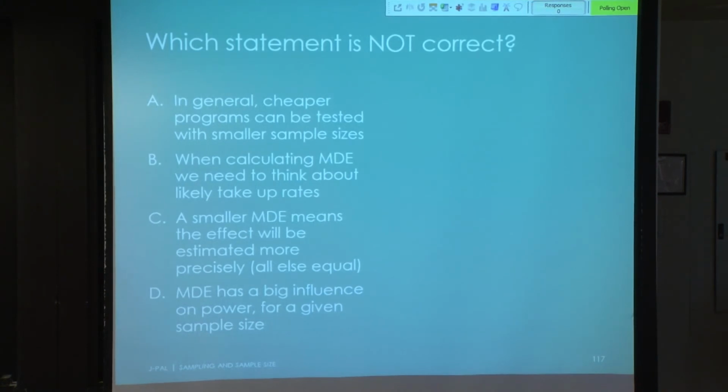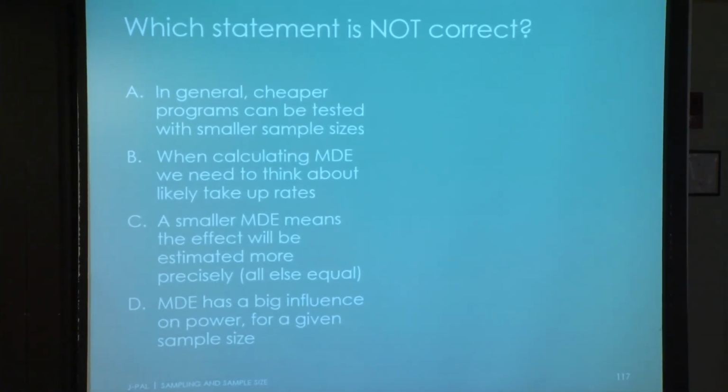Okay, so which statement is not correct? And I'll have to think very hard to make sure I get this right. In general, cheaper programs can be tested with smaller sample sizes. When calculating MDE, we need to think about likely take-up rates. A smaller MDE means the effect will be estimated more precisely, all else equal. MDE has a big influence on power for a given sample size. Which of those? Most of them are correct. Which is not correct?